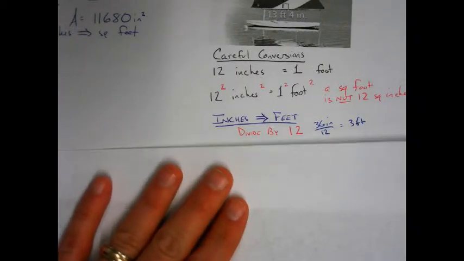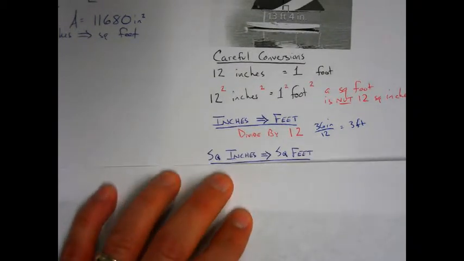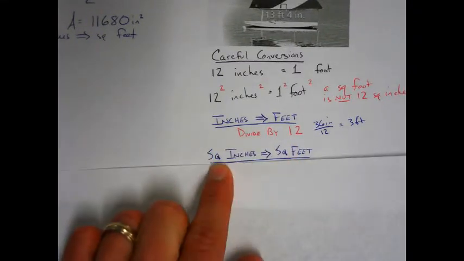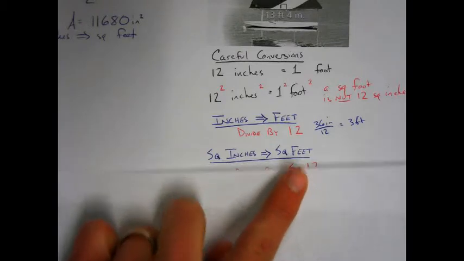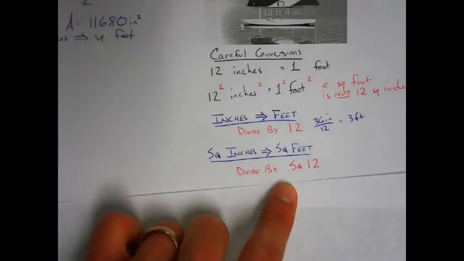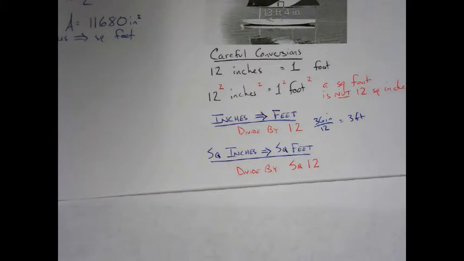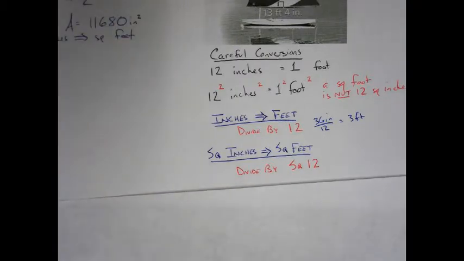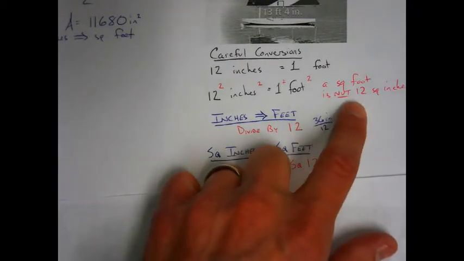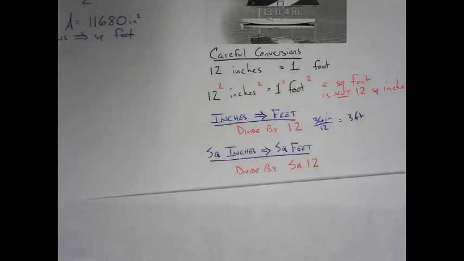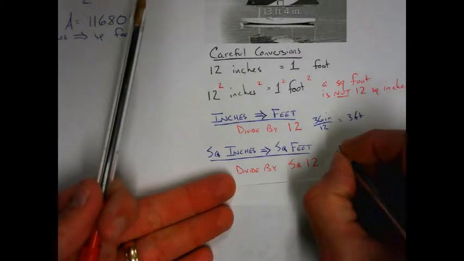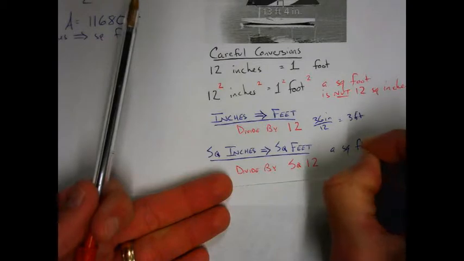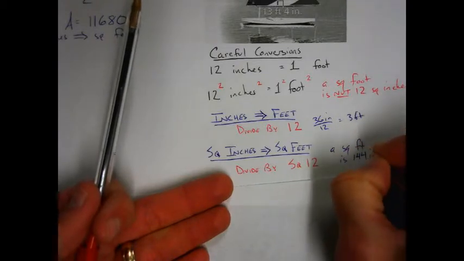So what happens for square inches to square feet? So from inches to feet, we divide by 12. From square inches to square feet, let's divide by square 12. Wait, what? That's right. For square inches to square feet, let's divide by square 12, by 144. That's what's going to happen here. So remember, a square foot is not 12 square inches. A square foot is 144 square inches. Isn't that amazing? So a square foot is 144 square inches.